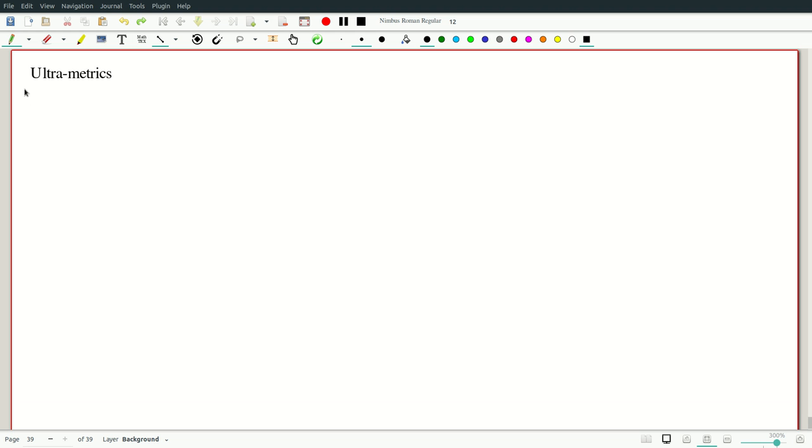Okay, we'll look at some more examples of metrics, and these are in some sense more than metrics, they're ultrametrics. We'll see what that is along the way. Okay. So our first example is going to be a distance between infinite sequences.